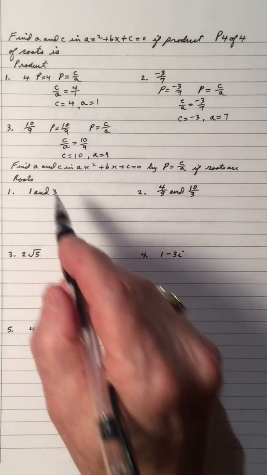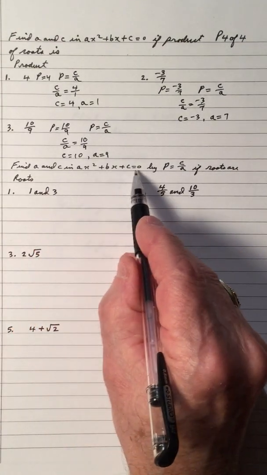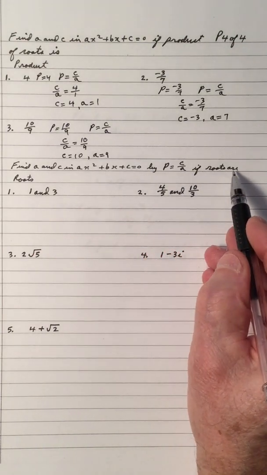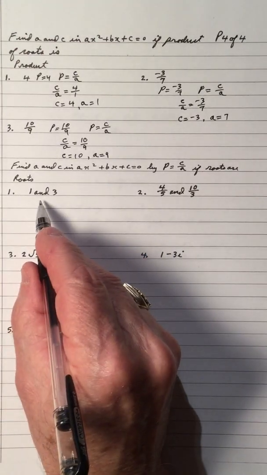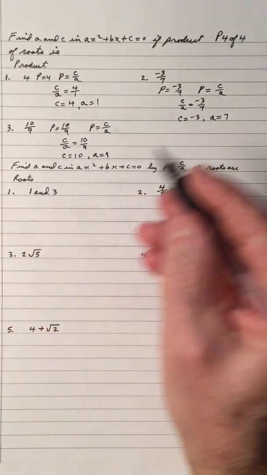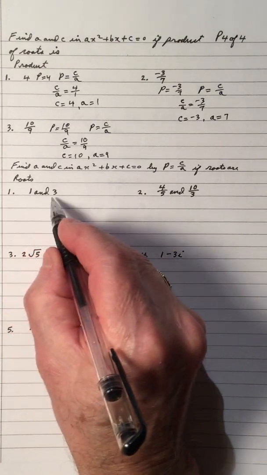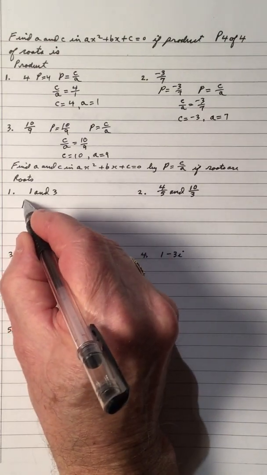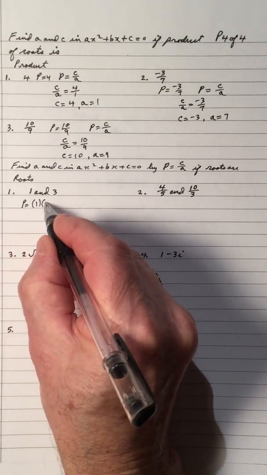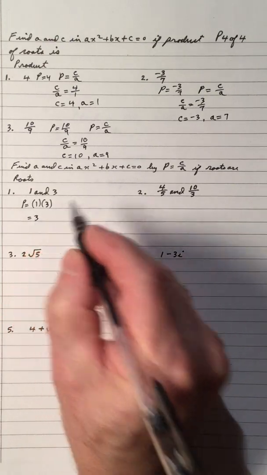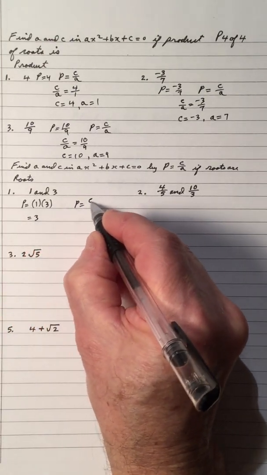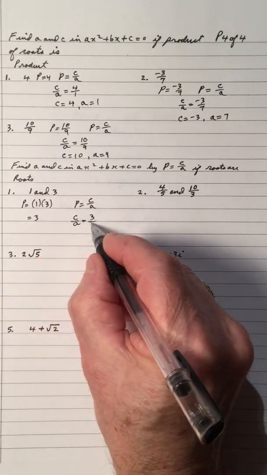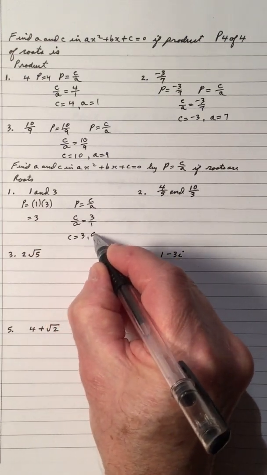And let's continue. Find a and c in this equation, ax squared plus bx plus c equals 0, if the roots are 1 and 3. Now remember, you can go the long way and let x be 1 and let x be 3 and work backwards. But if you take the shortcut, remember, the product of the roots is 1 times 3. The product is 3. The product is c over a. Therefore, c over a equals 3, and 3 is over 1. So c is 3, and a is 1.